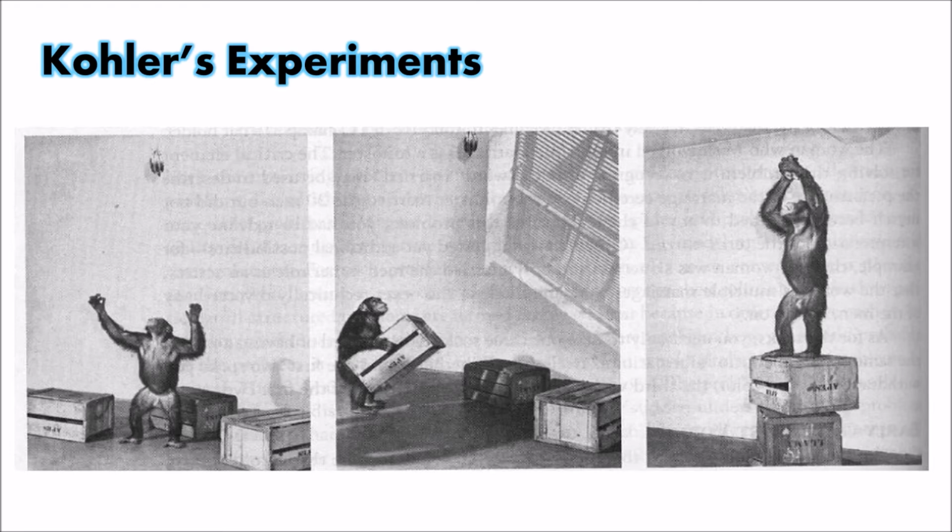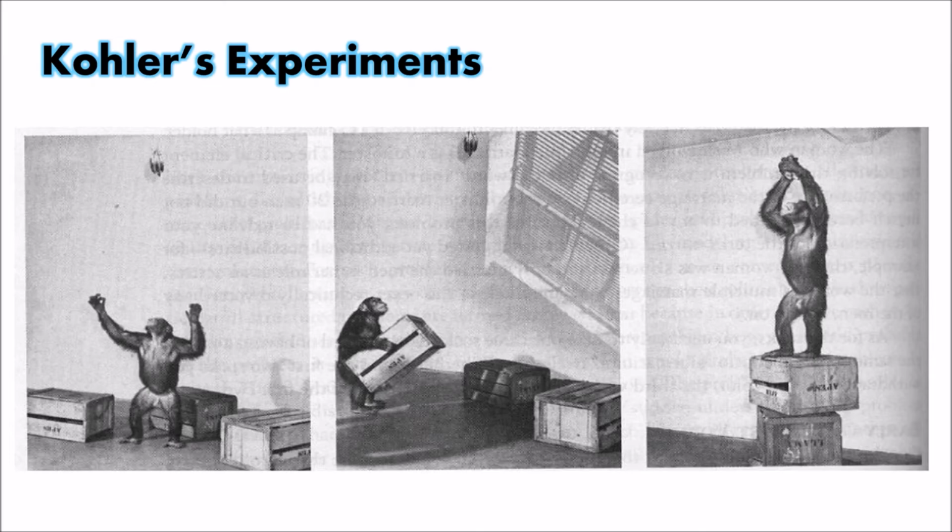In one experiment, Kohler put the chimpanzee inside a cage and a banana was hung from the roof of the cage. A box was placed inside the cage. The chimpanzee tried to reach the banana by jumping but could not succeed. Suddenly, he got an idea and used the box as a jumping platform by placing it just below the hanging banana. In another experiment, Kohler made this problem difficult and 2 or 3 boxes were required to reach the banana.